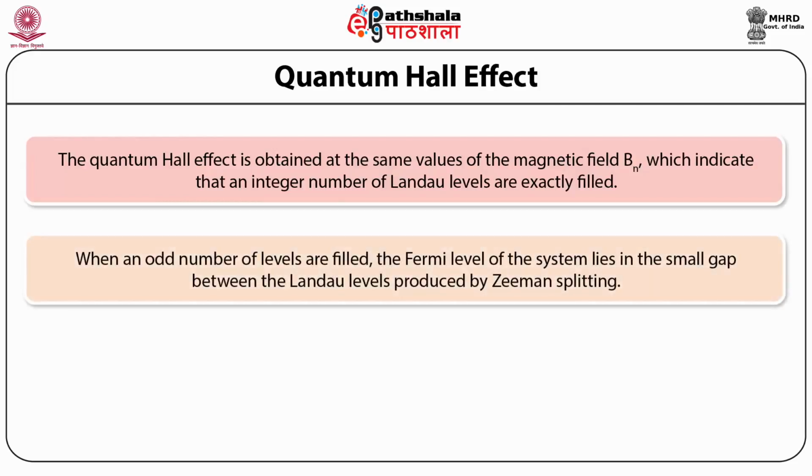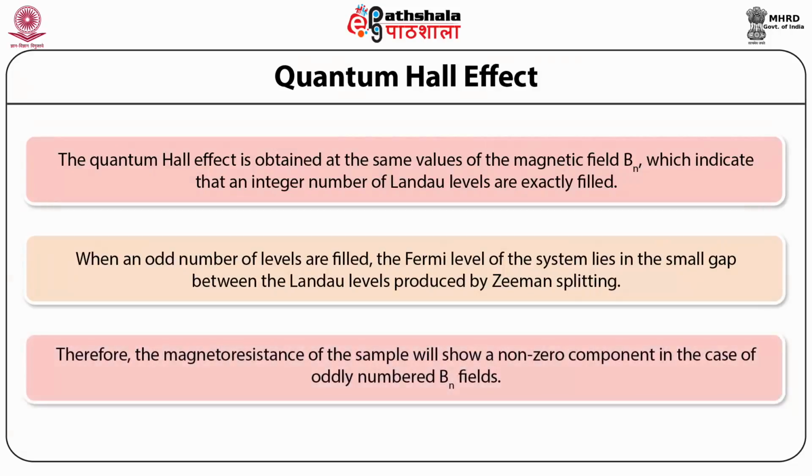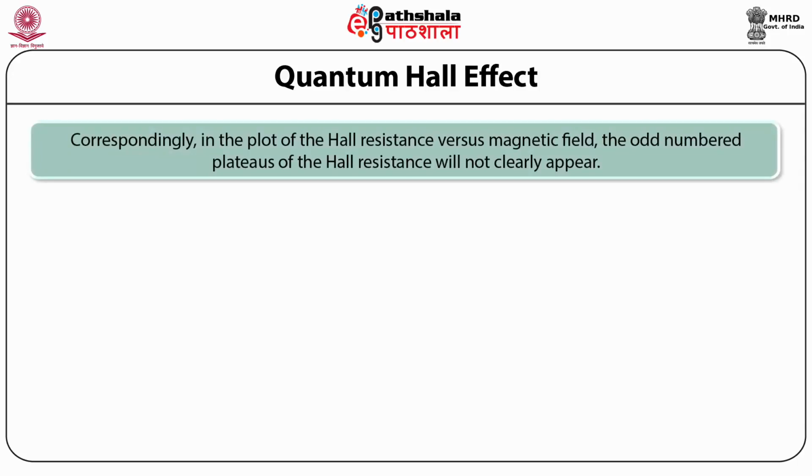When an odd number of levels are filled, the Fermi level of the system lies in the small gap between Landau levels produced by Zeeman splitting. It is easy to thermally activate the electrons close to the Fermi energy to the next n equal to 2 Landau levels. Therefore, the magnetoresistance of the sample will show a non-zero component in the case of odd numbered Bn field. So correspondingly, in the plot of Hall resistance versus magnetic field, the odd number plateaus of the Hall resistance will not clearly appear.